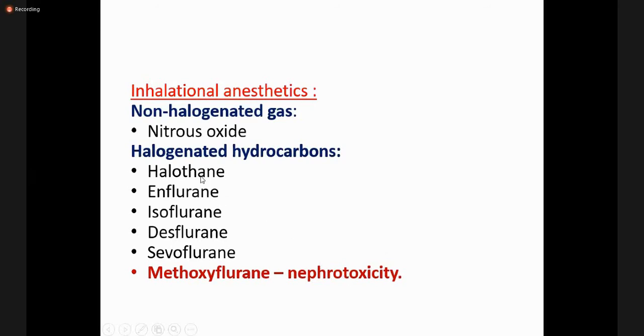The point is the halogenated hydrocarbons, right? So they have a fluorine compound basically. So this fluorine component is toxic to kidney tissues, right? So we'll have to monitor. We will have to be very, very careful not to exceed the dose, to avoid disturbance in kidney function. But methoxyflurane mildly produces nephrotoxicity, so that is why its use has become obsolete now.